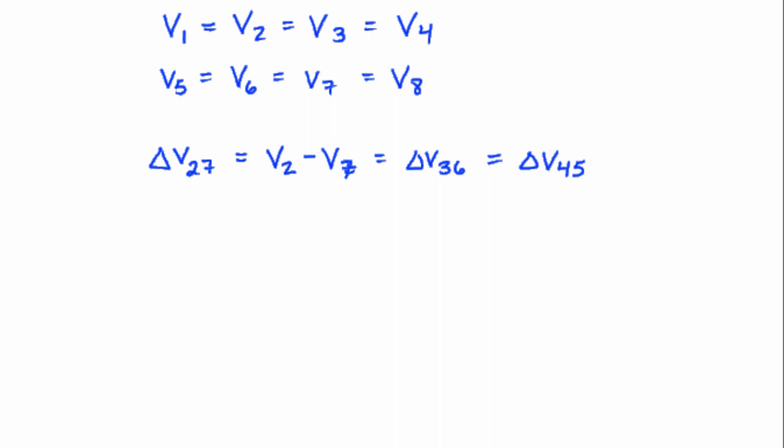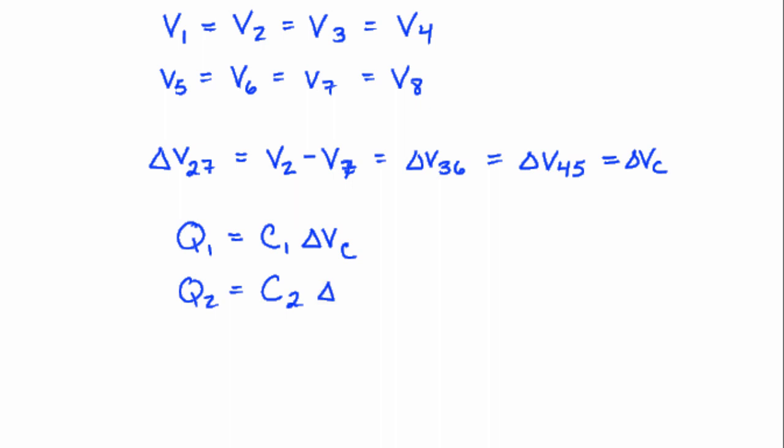Now remember from the previous video that charge is related to the potential difference and the capacitance of the capacitor. So the charge on the plates of capacitor 1 is going to be equal to the capacitance of capacitor 1 times the potential difference over those plates. And since the potential difference over each of our capacitors is the same, I'm going to call this V sub C. The charge on capacitor 2 will be related to the capacitance of number 2, again, times the potential difference, and same with 3.